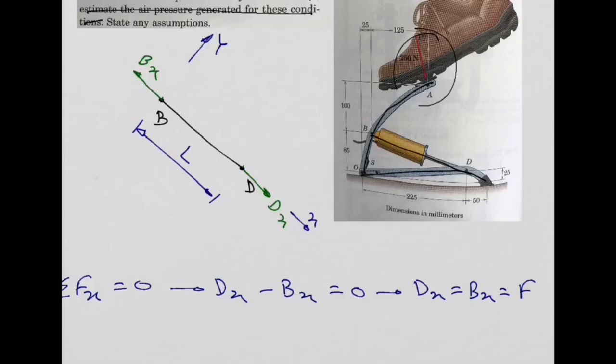And why do we need this to solve this problem? So we didn't solve this problem yet. We don't know yet how much this force F in my strut is. I can say this is FBD, the force in my strut BD. I don't know yet how much this force is.